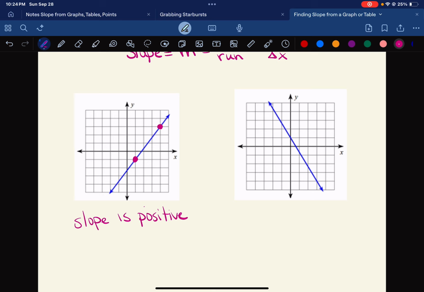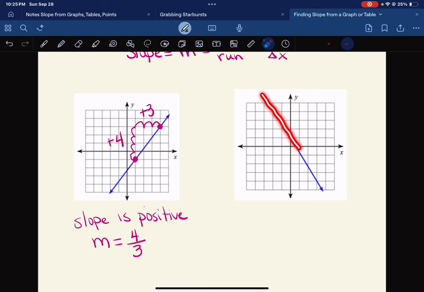I'm a creature of habit, and I usually start with the point on the left, and then I count up 1, 2, 3, 4. So because it's up 4, that's a positive 4. And then we count to the right, 1, 2, 3. Moving right is always also positive. So that's up 4, right 3. Therefore, our slope is a positive 4/3.